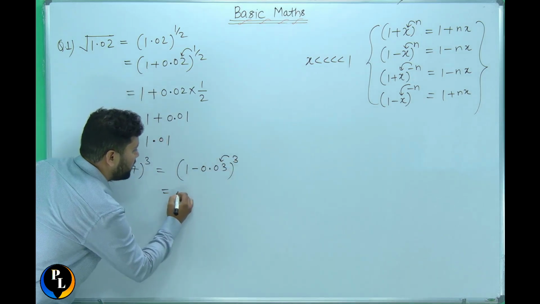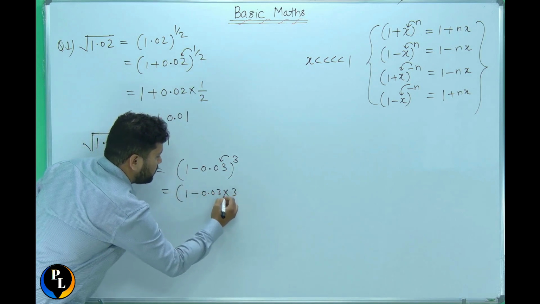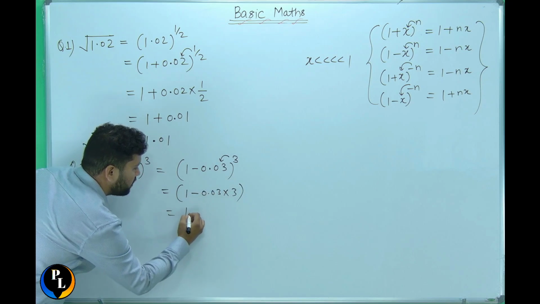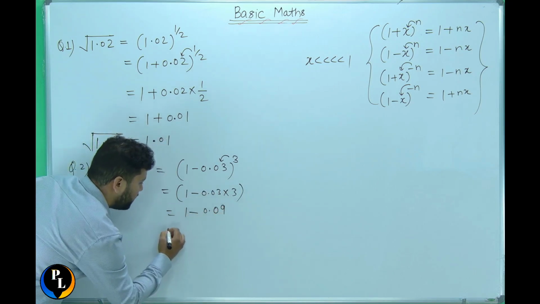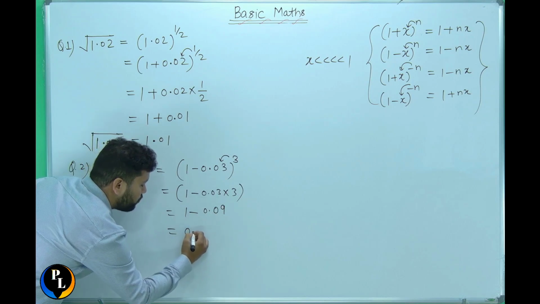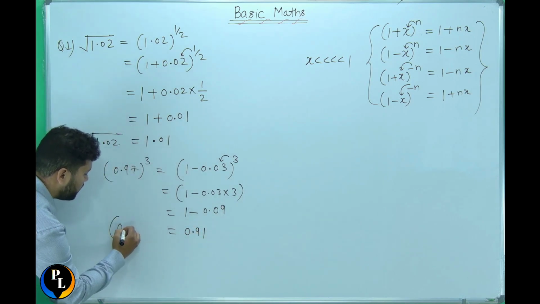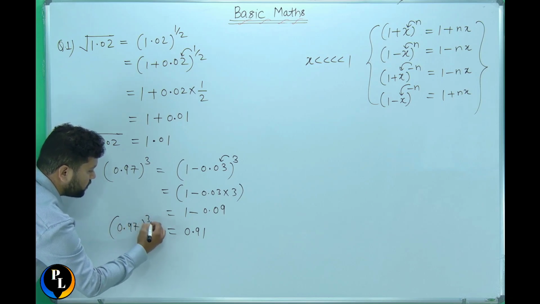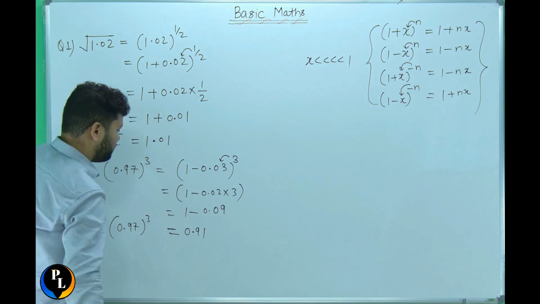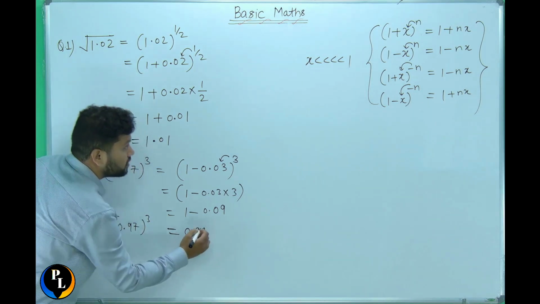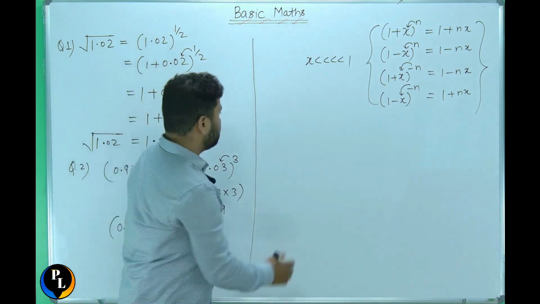So finally it will be 1 minus 3 into 0.03. Solve this one: finally 1 minus 0.09. Finally our answer is 0.91. So 0.97 cubed is nothing but 0.91. Okay. Let's discuss one more question.